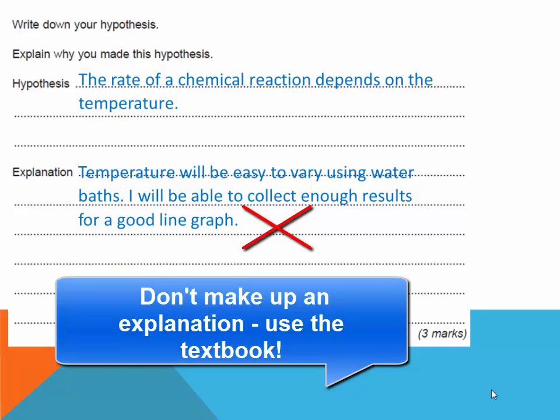Really, the only acceptable explanation would be along the lines of saying that, according to the textbook, temperature increases the kinetic energy of particles, therefore there will be more collisions between particles at a higher temperature compared to a low, and therefore the chances of a successful collision are increased, so the rate of reaction should increase.